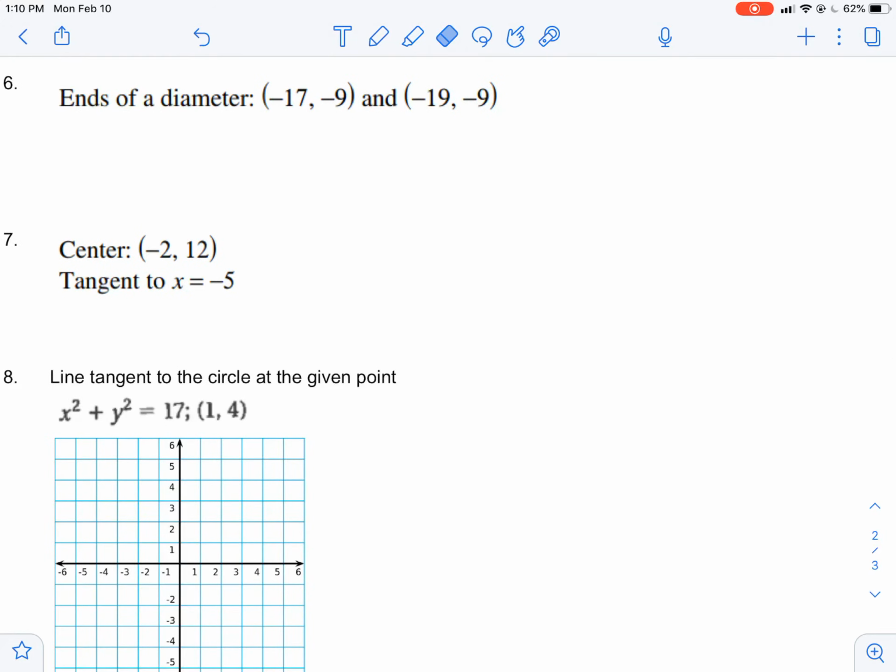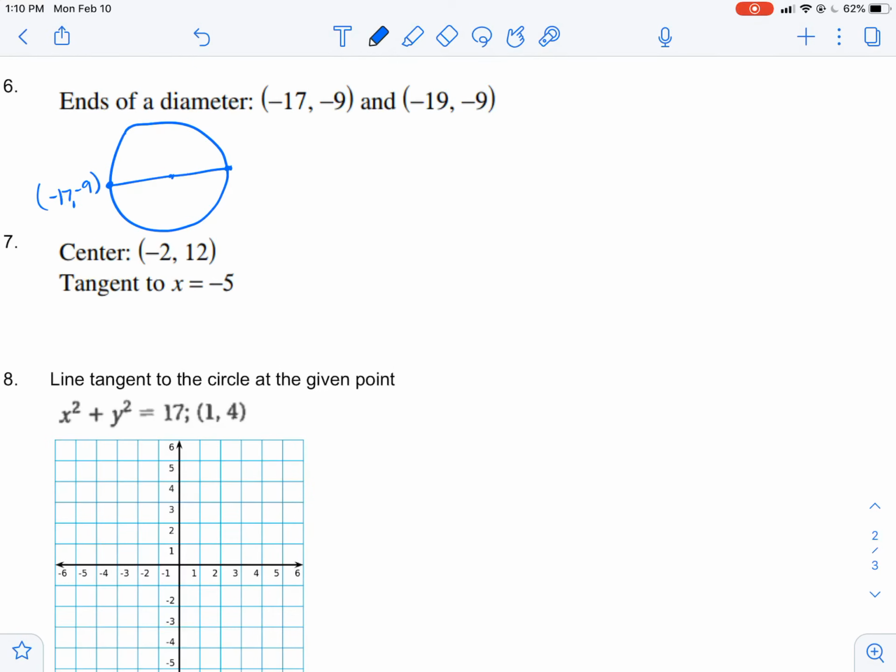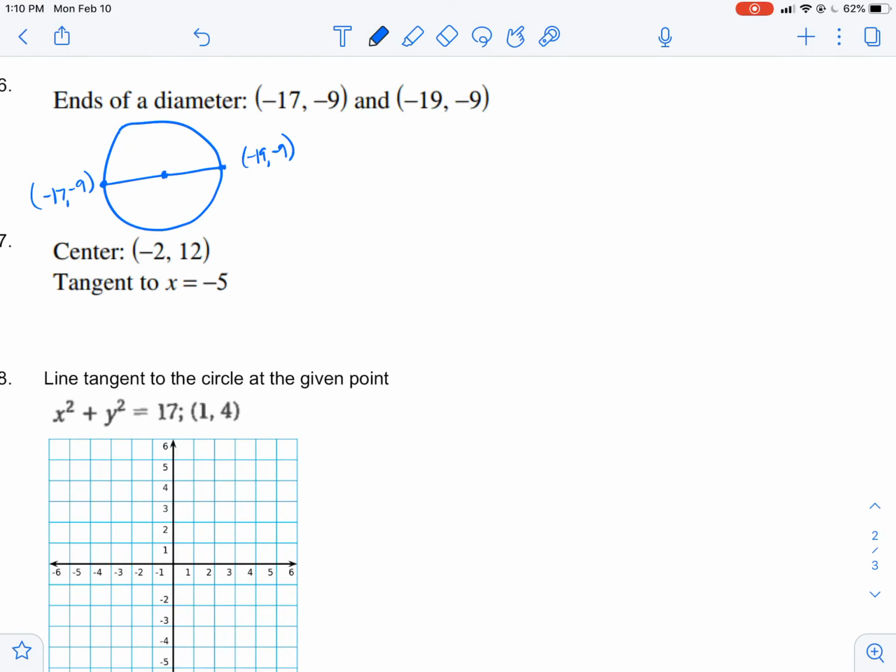This one tells you that the ends of the diameter, so we're looking at this circle and the ends of the diameter, again, remember the diameter goes through the center, are at negative 17, negative 9 and at negative 19, negative 9. And we want to find the equation. So I'm going to need two things.